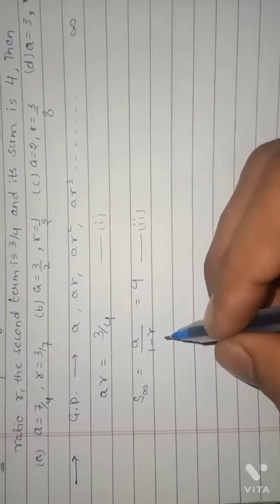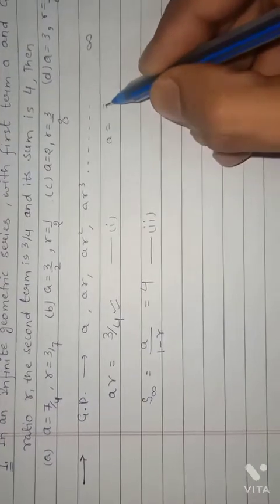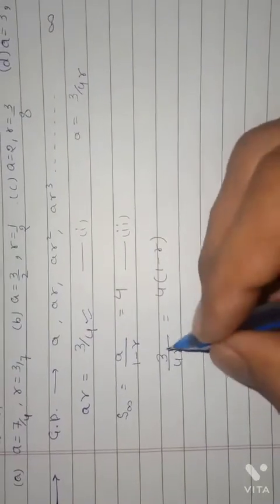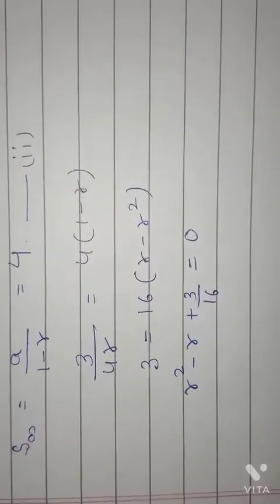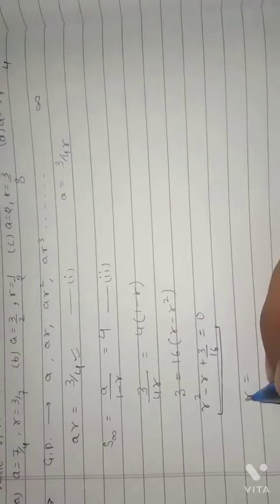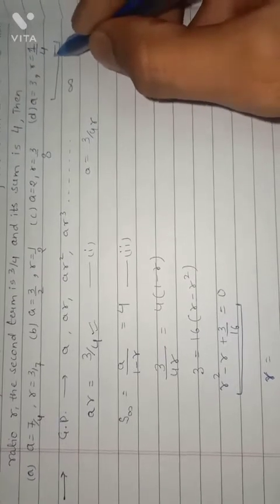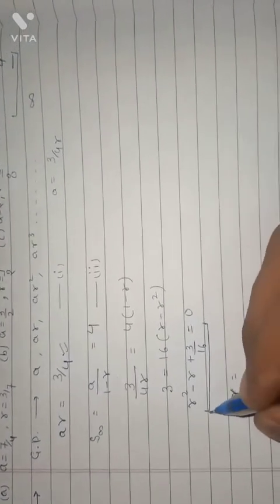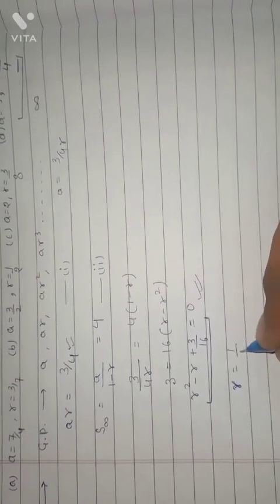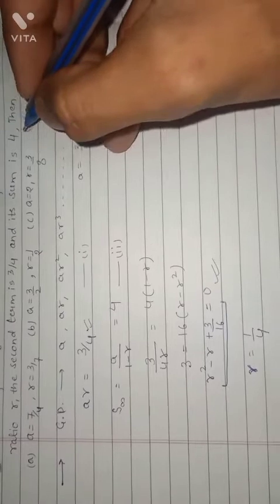From equation 1 we calculate the value of a, that is a equal to 3 by 4r, and put it in the second equation. On further solving, we get this quadratic equation. Now we can also proceed through the options. Here we see this option, the value of r is equal to 1 by 4, and by putting the value of r in this equation, the equation is satisfied. So the value of r is 1 by 4 and the value of a is 3. So the answer is D.